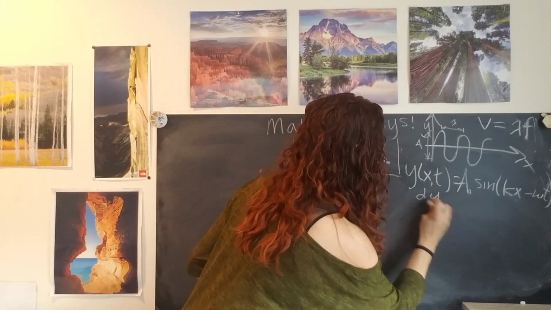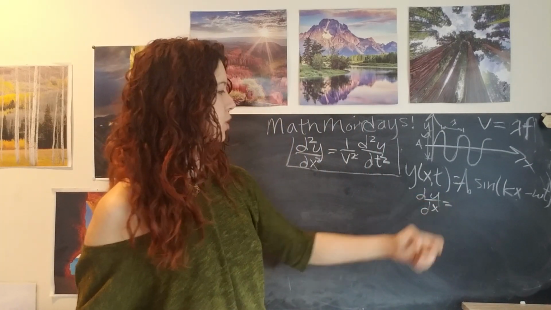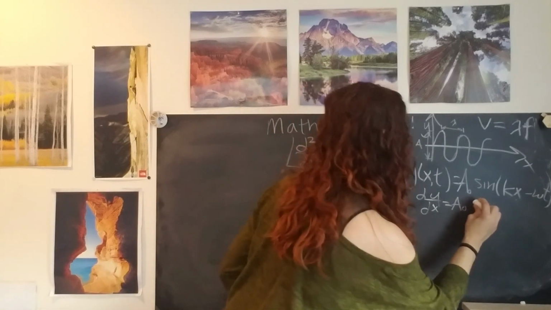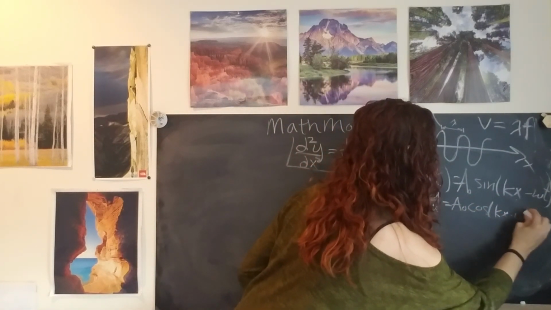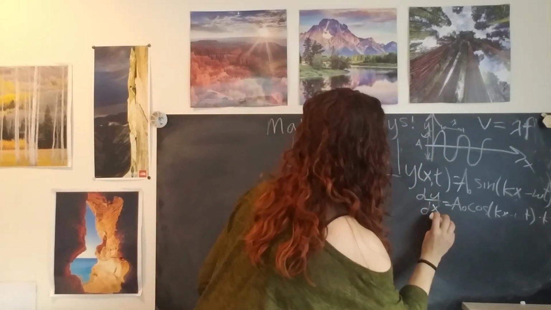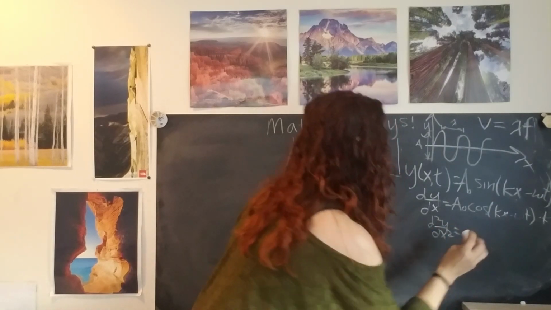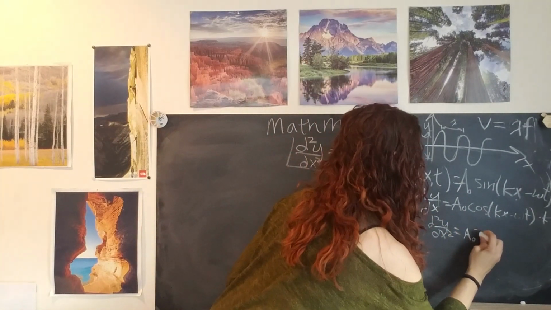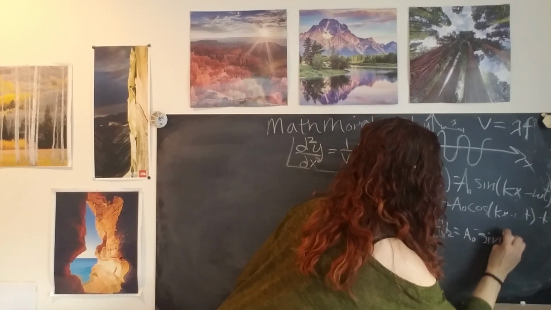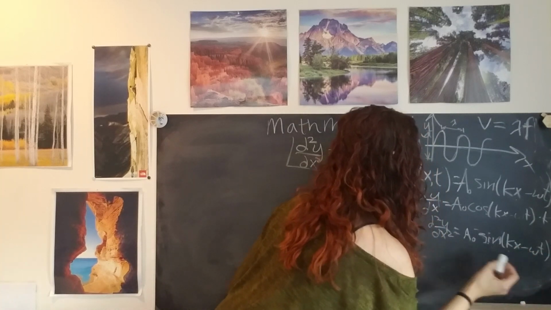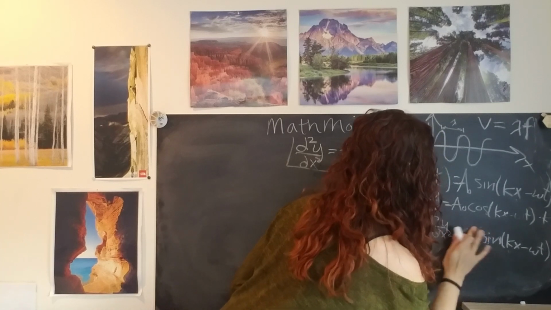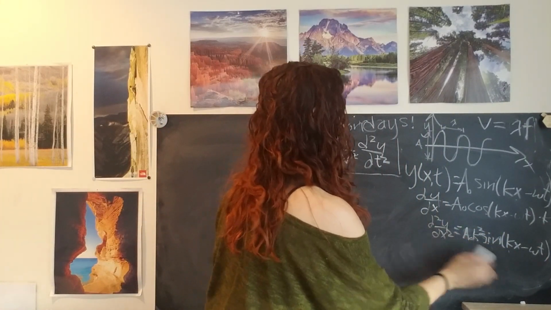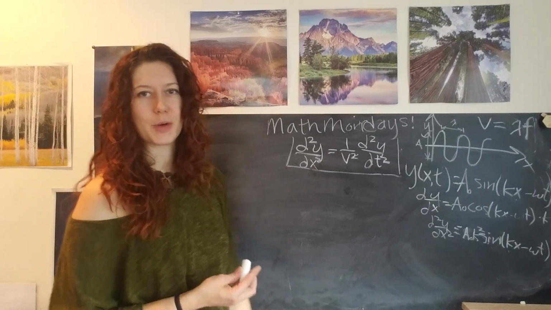Okay, so dy dx, the derivative of y with respect to x, treating t like a constant, you get a naught, the derivative of sine is cosine of kx minus omega t, times a factor of k. And I take the second derivative, d squared y dx squared equals a naught, the derivative of cosine is negative sine. So we get negative sine kx minus omega t, and we get another factor of k to go with our first one. So we get a negative a naught k squared sine kx minus omega t. Cool, so that's d squared y dx squared. Sorry, my handwriting's slopey.